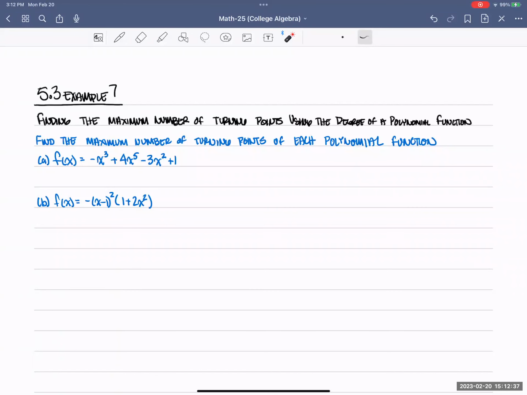Section 5.3, example 7, finding the maximum number of turning points using the degree of a polynomial function. Find the maximum number of turning points of each polynomial function.